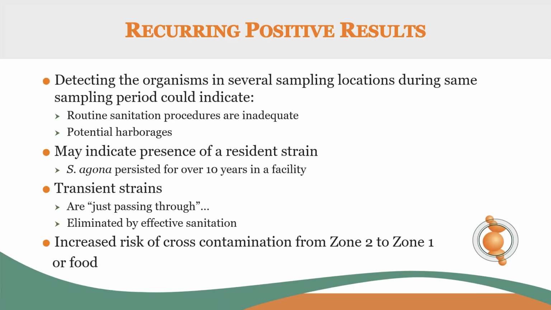For example, Salmonella Agona persisted in a facility for 10 years. That's a pretty long time. If these are transient strains, this means that they are just passing through, and transient strains can be eliminated by effective sanitation that can prevent them from becoming resident strains. Recurring positive results do increase the risk of cross-contamination from zone 2 to zone 1 or to your food.